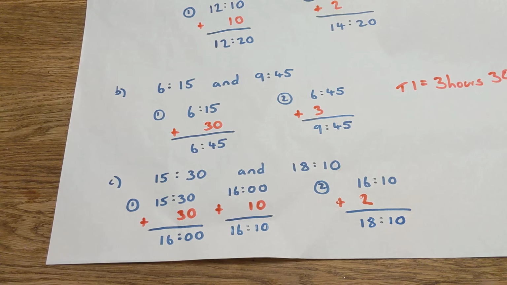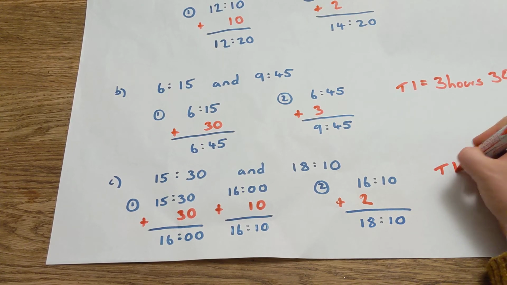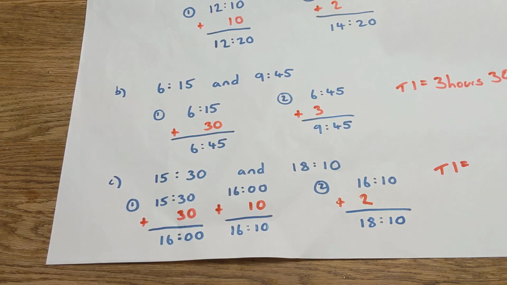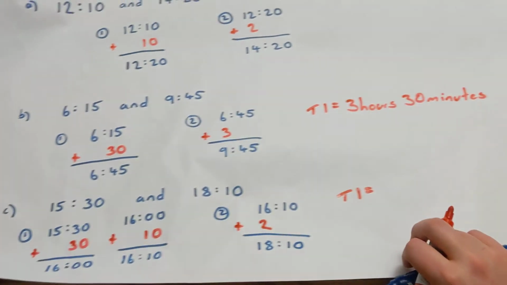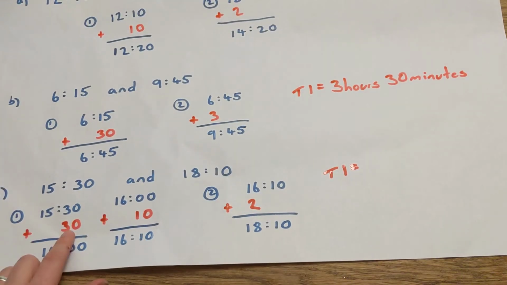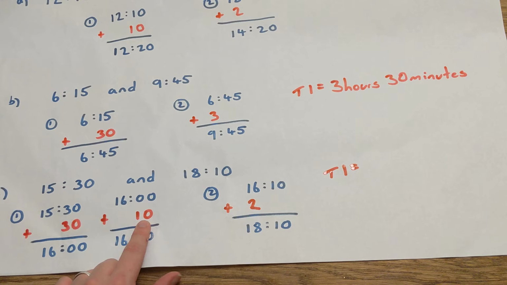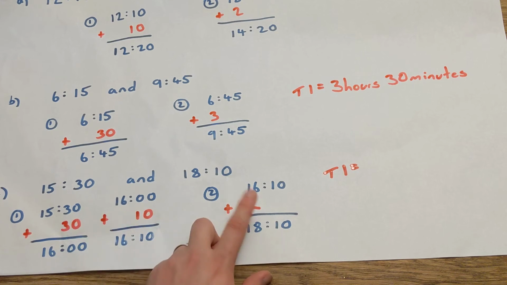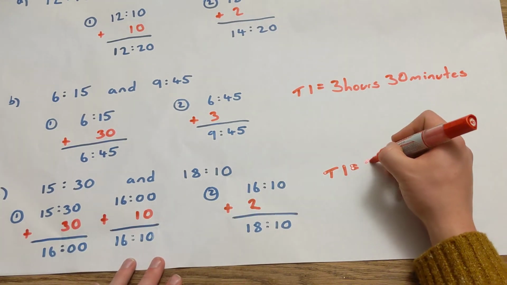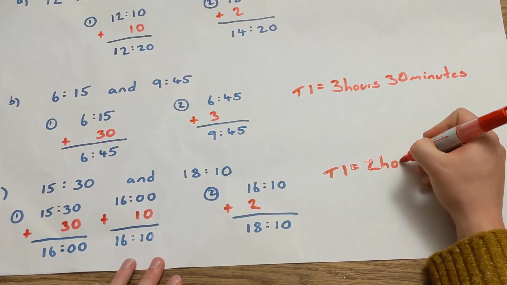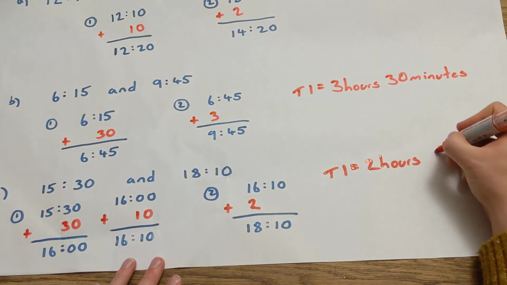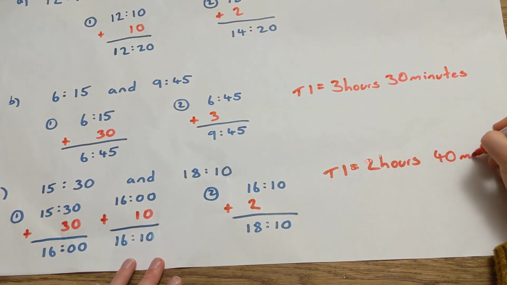Okay, and then to get the time interval, just like the other ones, we pop all these together to get a total. Okay, so I had 30 minutes plus 10 minutes. So I've got 40 minutes altogether, and I've got 2 hours. Okay, so my answer then, the time between those is 2 hours and 40 minutes.